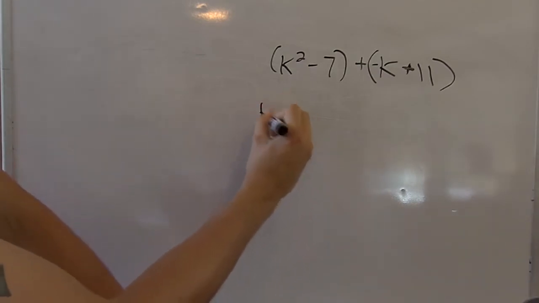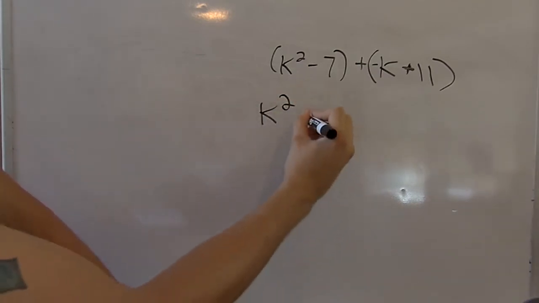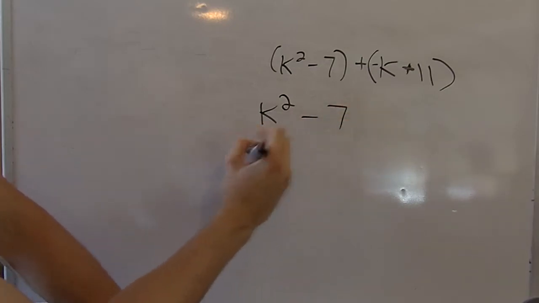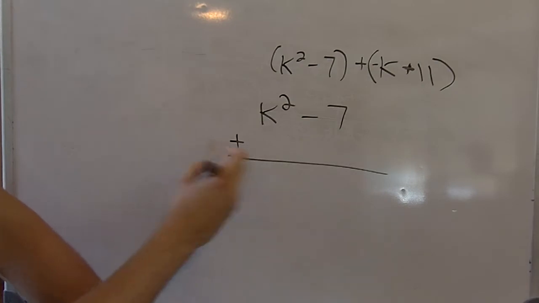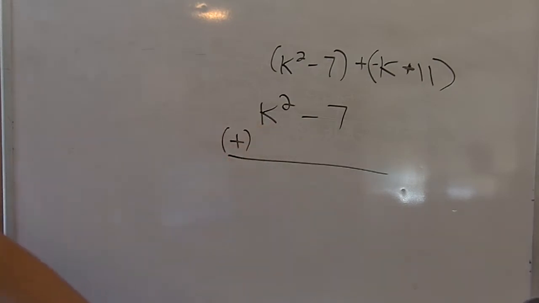I have k squared minus 7 on top, and now that I've already done keep, flip, change, I'm going to make sure I have a plus sign here instead of a minus, because I had to turn this into an addition problem. Because that's what keep, flip, change does to subtraction problems. It turns them into addition problems.